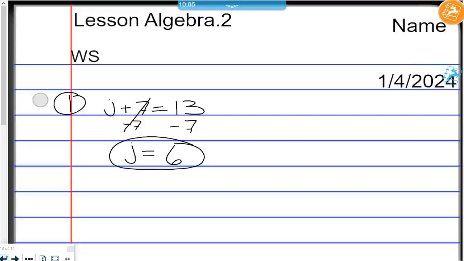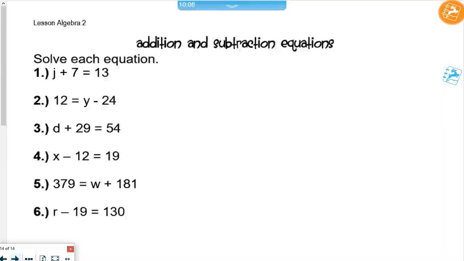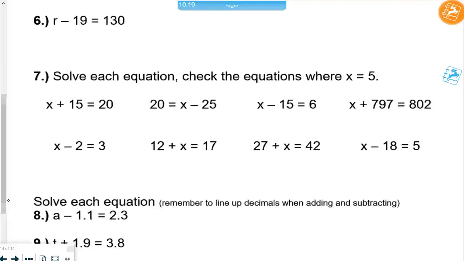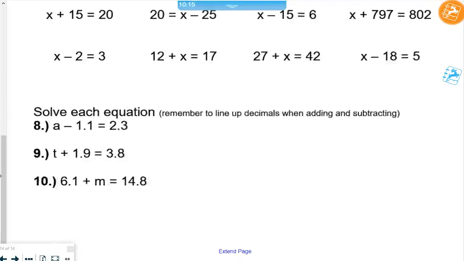So my answer is J equals 6. All right. The only other thing would be for number 7, you're going to solve trying to find which ones of these were x equals 5. Also, remember, when we have decimals, a minus 1 1/10 equals 2 3/10.